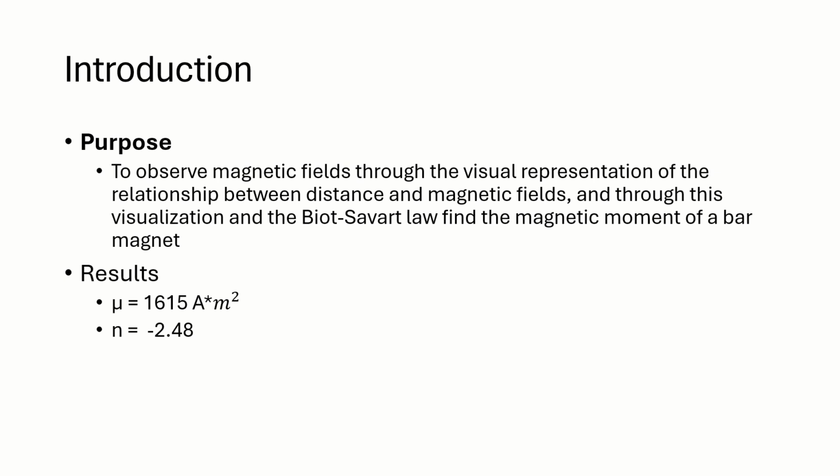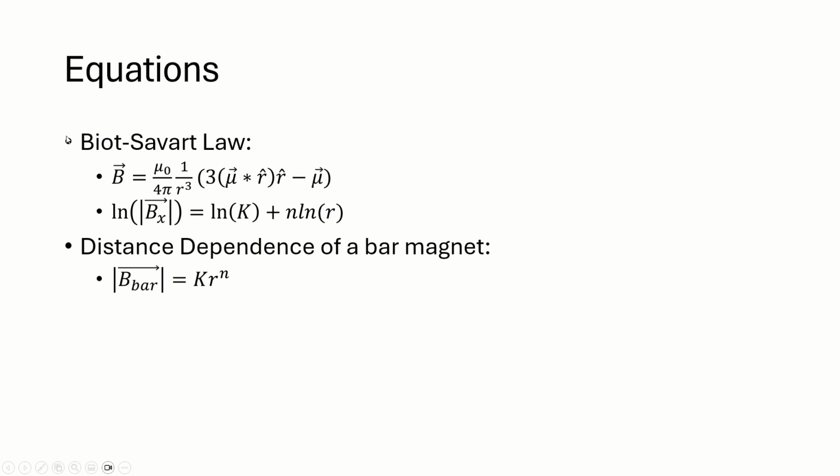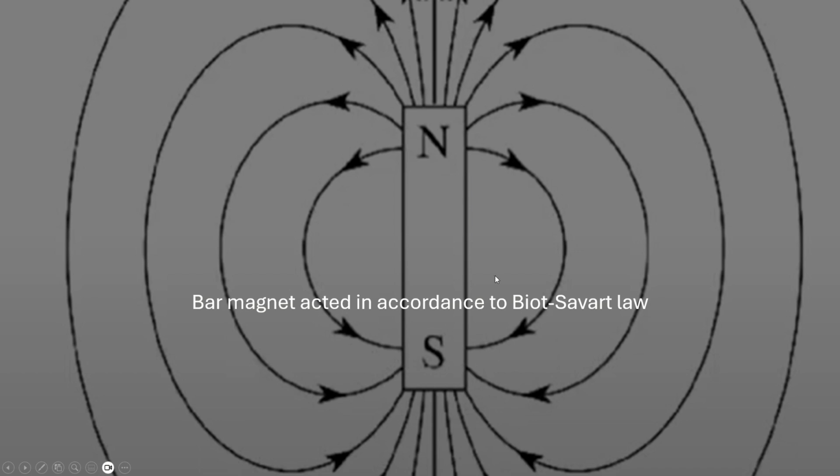The purpose of the experiment was to observe magnetic fields through the visual representation of the relationship between distance and magnetic fields, and through this visualization and the Biot-Savart law, find the magnetic moment of a bar magnet. In the end, we got the result that it was 1,615 amperes times meters squared, and n equals negative 2.48. Our equations: the Biot-Savart law, and the distance dependence of a bar magnet.